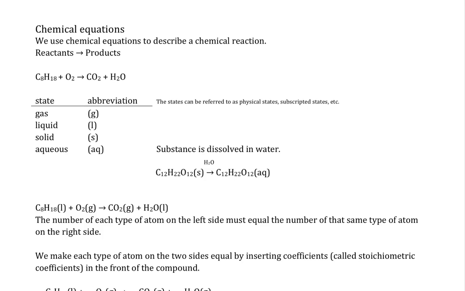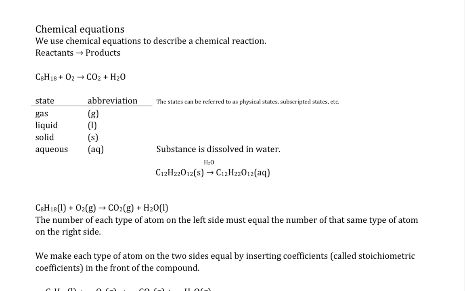Next we have chemical equations. We use chemical equations to describe a chemical reaction. A chemical reaction, we have reactants yielding products. Let's take this chemical reaction here, C8H18 plus O2 yielding CO2 and water. So what we're told there is what reacts and what forms.